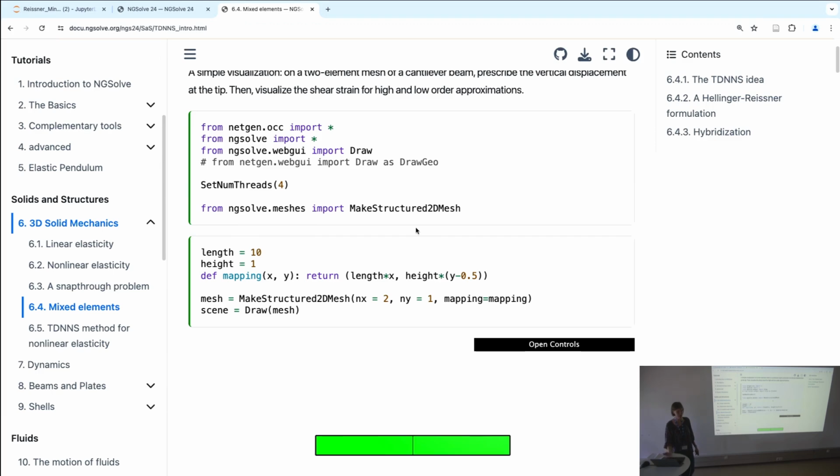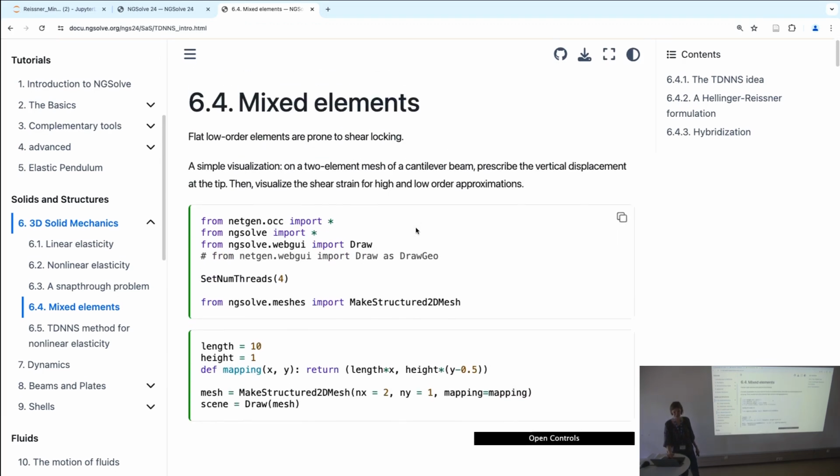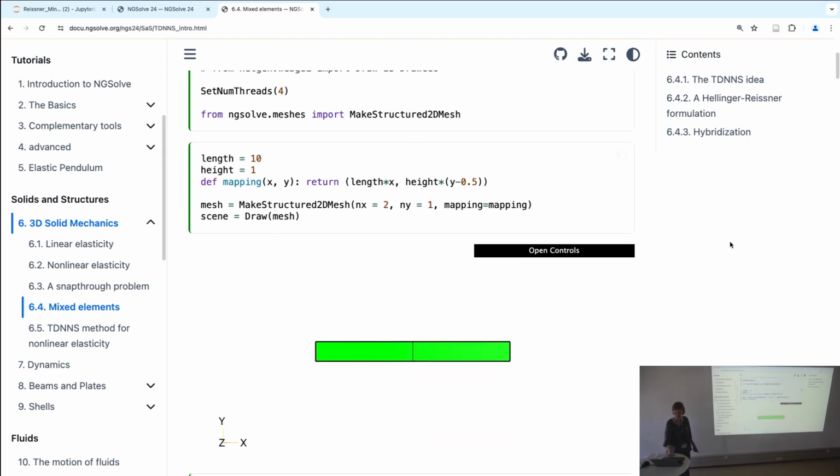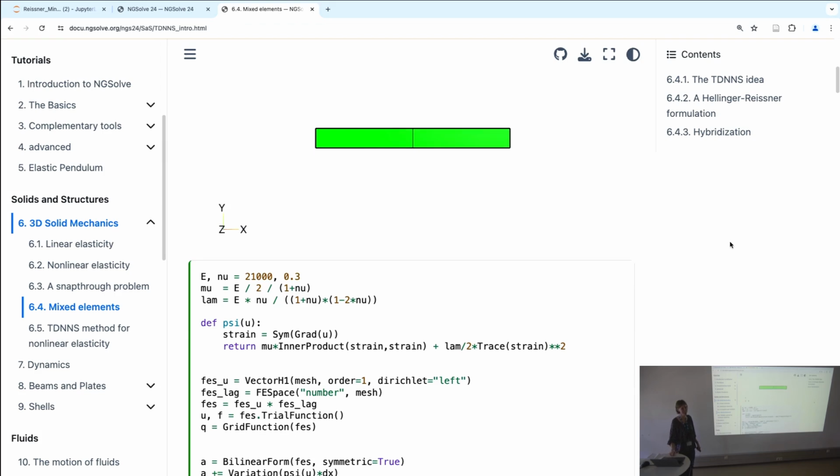So, very short now, we come to mixed elements. This is what I did in my thesis almost 20 years ago. There was this idea of Joachim. He told me there is locking in linear elasticity, or in elasticity as a whole, but we were treating linear elasticity then. There is locking if you have flat, thin elements.